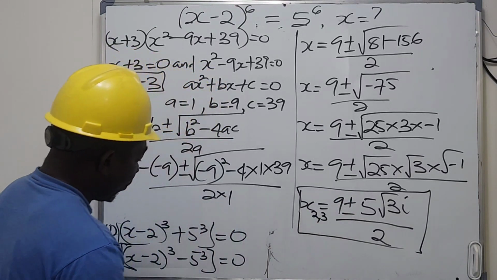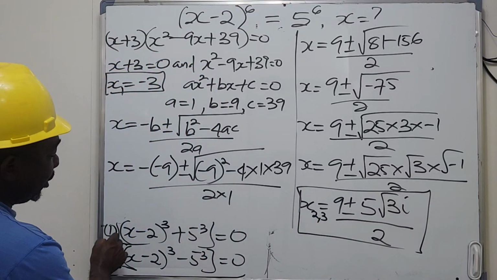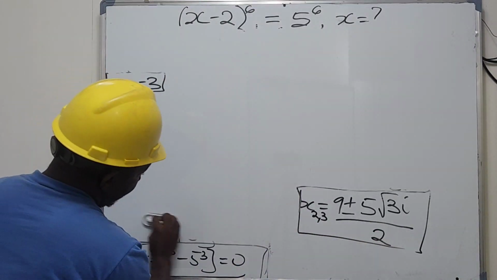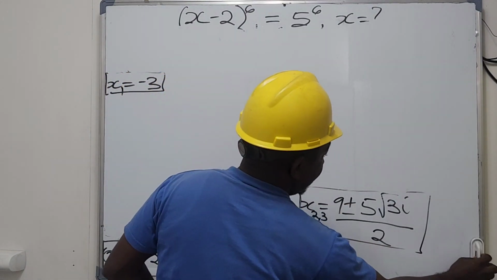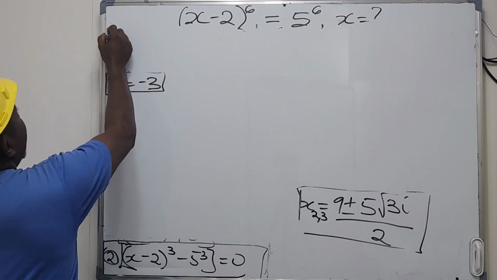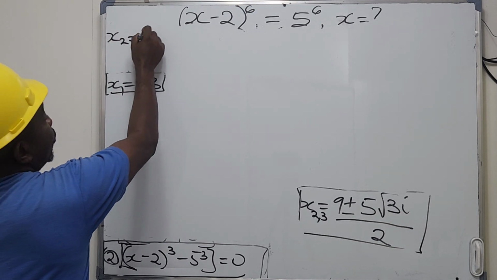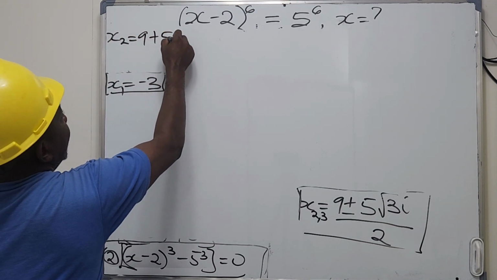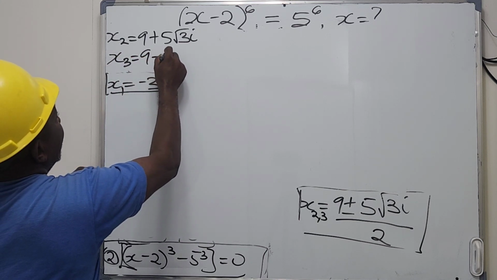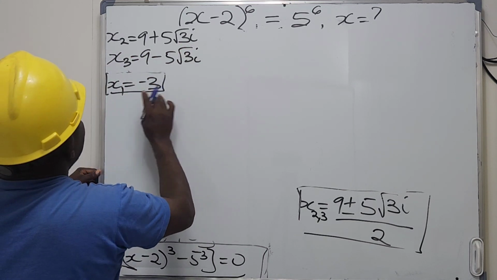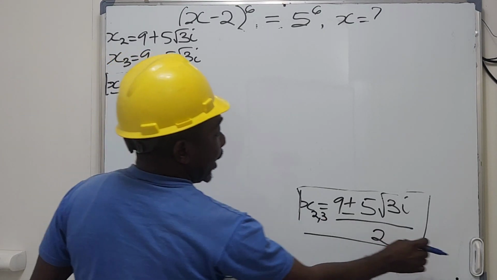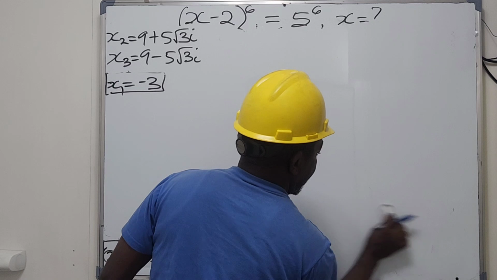So the second one that we are going to look at is this second part of this equation. Before we do that, we need to clean this for us to continue the evaluation. But first of all, let's transfer this. As we said, these are two solutions. So it's going to be x2 equals to 9 plus 5 root 3i, and x3 will be equal to 9 minus 5 root 3i. So this is our x1, which is equal to minus 3. So in that case, we need to clean this for us to continue.